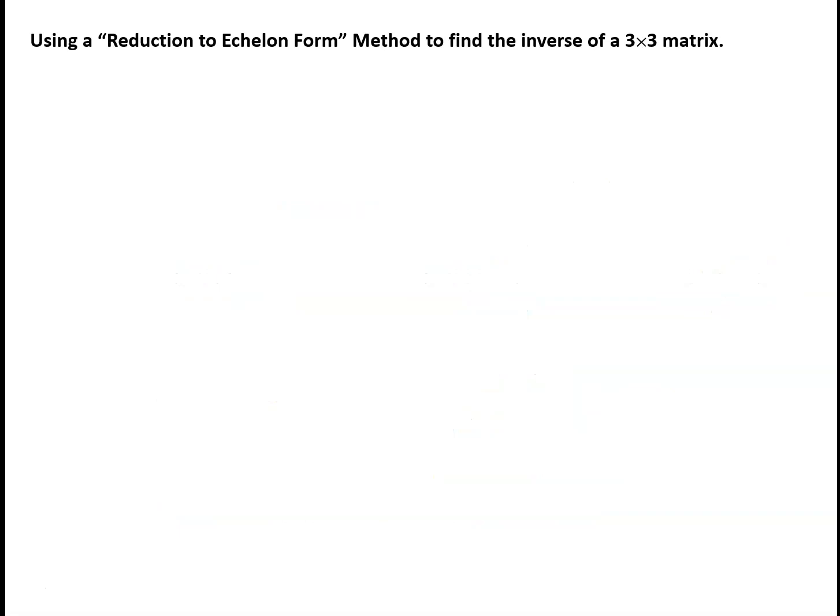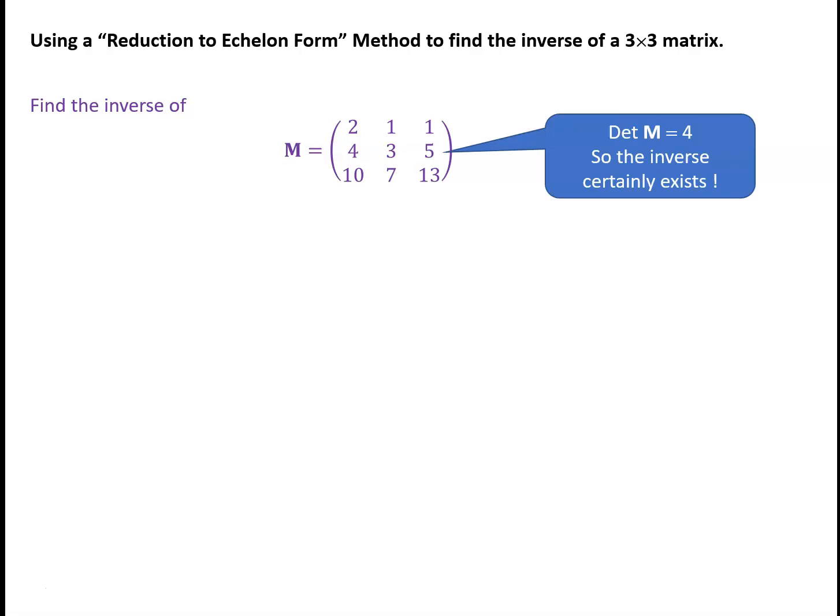Okay, now the final thing we want to just point out is that in fact we can use a reduction to echelon form method to find the inverse of a 3x3 matrix. So let's suppose that we've got the matrix 2, 1, 1, 4, 3, 5, 10, 7, 13. What we're going to start off with is just observing that the determinant of this matrix is 4, so we can be certain that the inverse does exist.